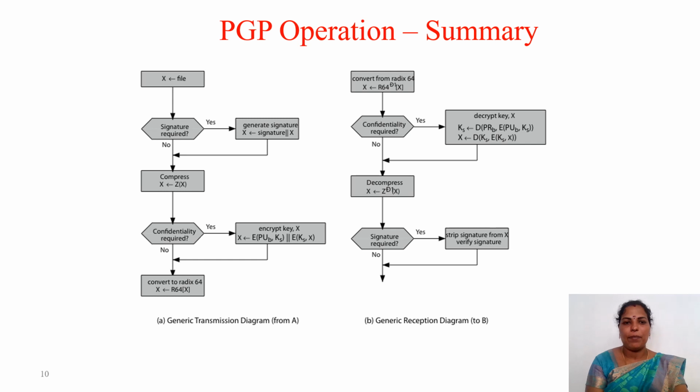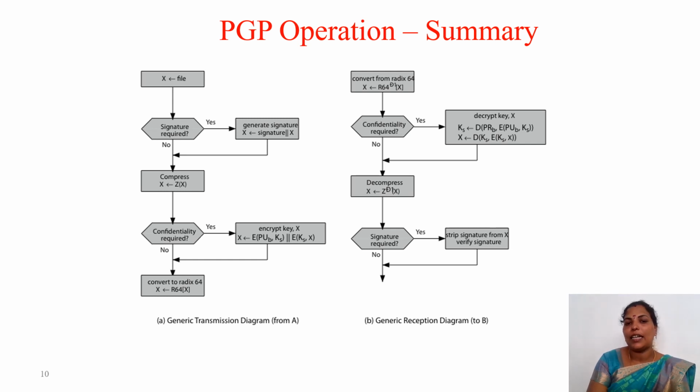This is the operation summary. We are giving a file as input, then checking whether any signature is required or not. If signature is required, then we generate the signature. If it is not required, then we compress it. In the compression operation, we have seen that compression is performed after the signature as well as before the encryption. So see here, after signature, whether it is required or not, the compression operation is performed.